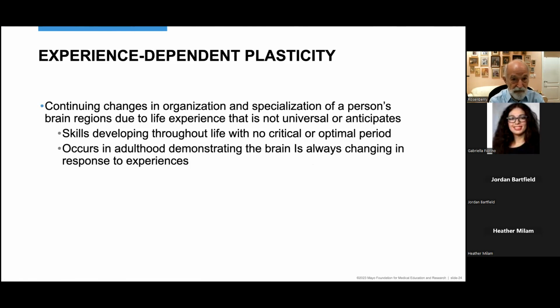Experience-dependent plasticity continues to change the organization and specialization of a person's brain regions due to life experience that is not universal or anticipated, and skills developing throughout life with no critical or optimal period. It occurs in adulthood, demonstrating that the brain is always changing in response to experience.